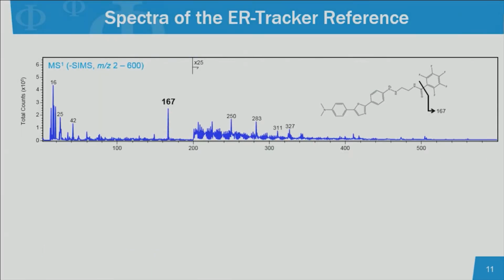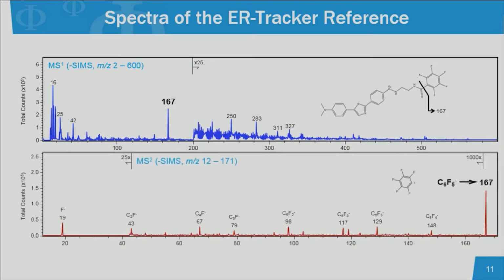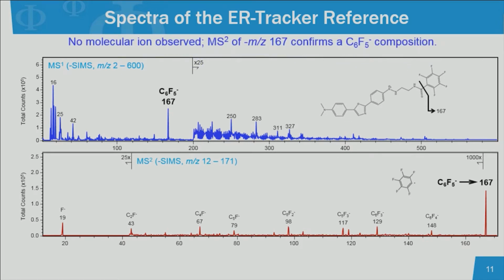So at this point, we turn to our reference sample, which we didn't do before analyzing the cells because we were quite excited to get going on the cells themselves. So we turn to a reference sample of the ER tracker. This is the negative ion polarity MS1 spectrum in the top. We do not see the molecular ion, as I mentioned previously, but we see quite a large fragment ion at a mass to charge ratio of 167. And the product ion spectrum of that confirms that it is the pentafluorophenyl anion from the ER tracker molecule.